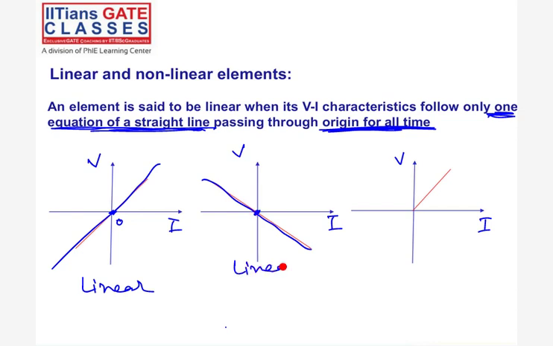Linear element, what are the examples? Resistor is a linear element under constant current and temperature. Diodes, all these are non-linear elements because they don't follow a straight line equation. And if you see this, this is a straight line and it passes through origin, but there is not one equation. See here up to 0, this is 0, right? So this is not one equation for all the time. For all time, it's not valid. So this is a non-linear element.